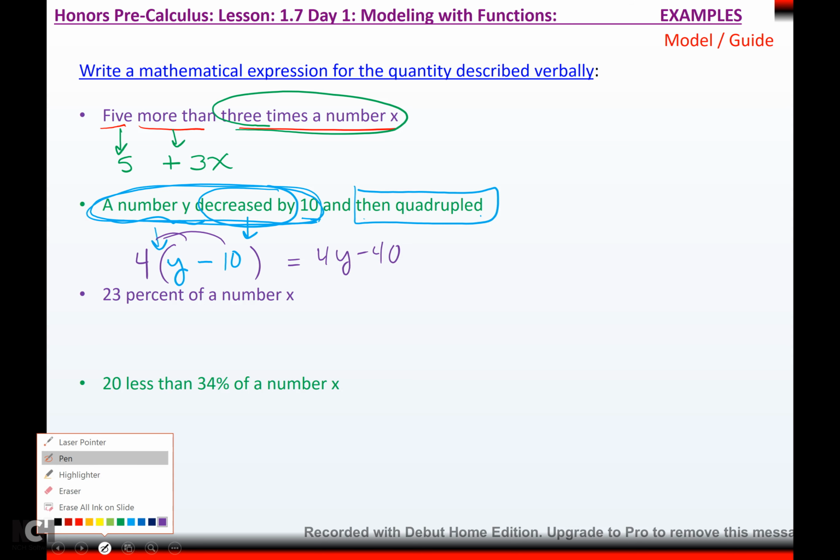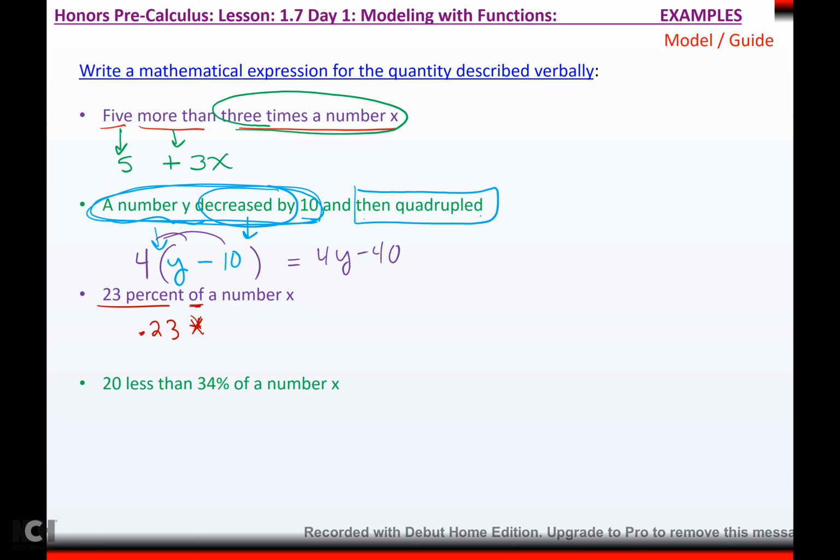Okay, next we have 23% of a number x. The word of in math most of the time means multiply. So it's saying take 23%, but we write it as a decimal, and multiply it by a number x, which would be 0.23x, 0 in the front.